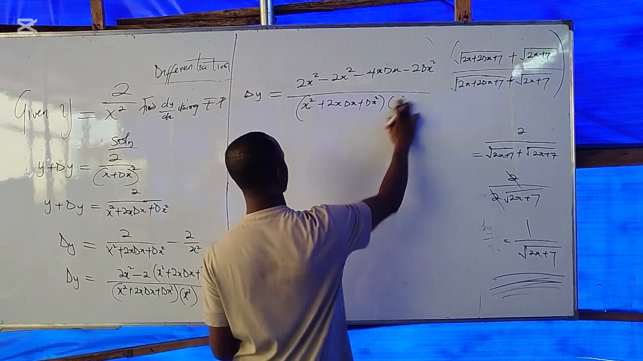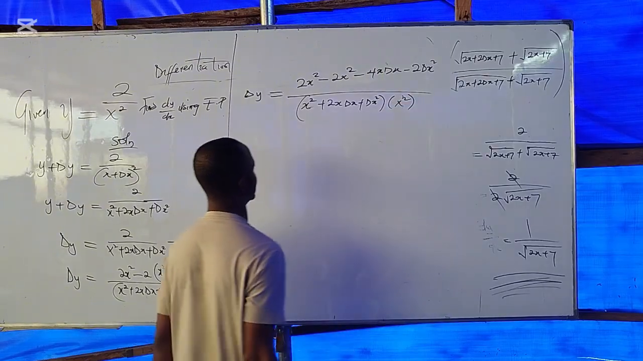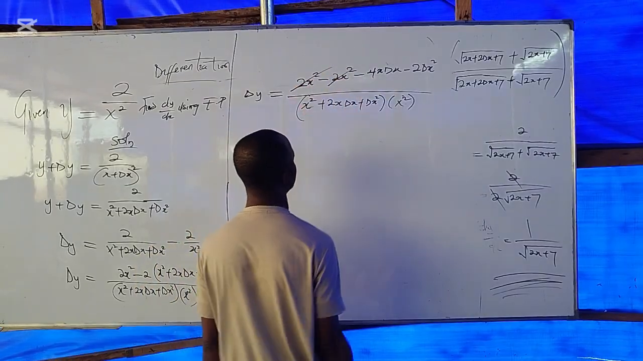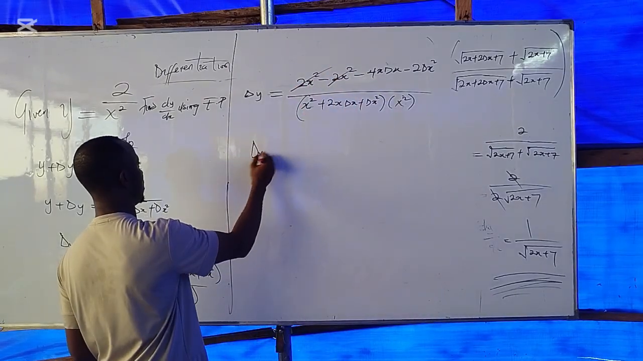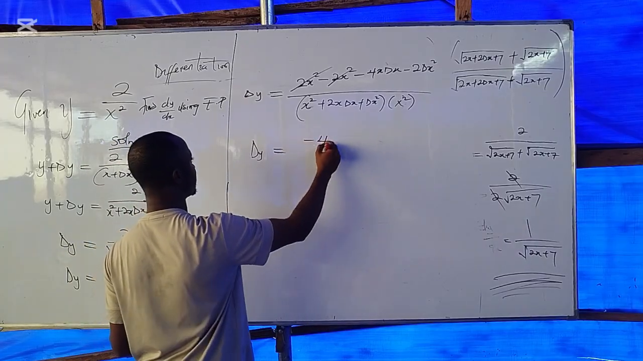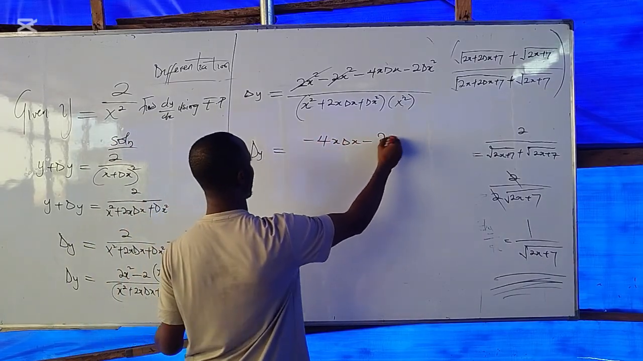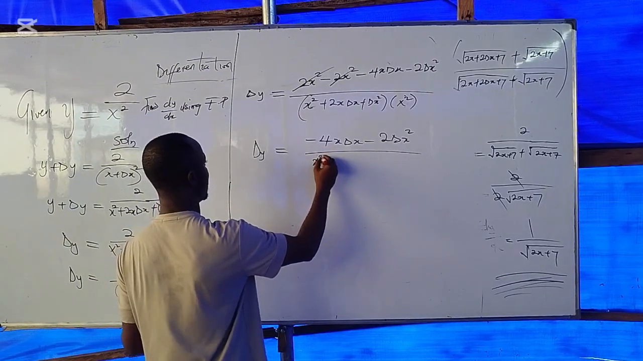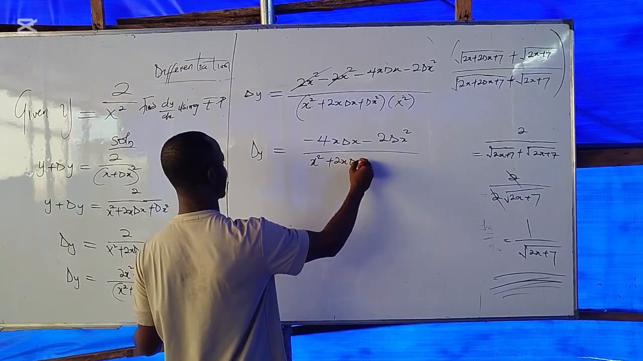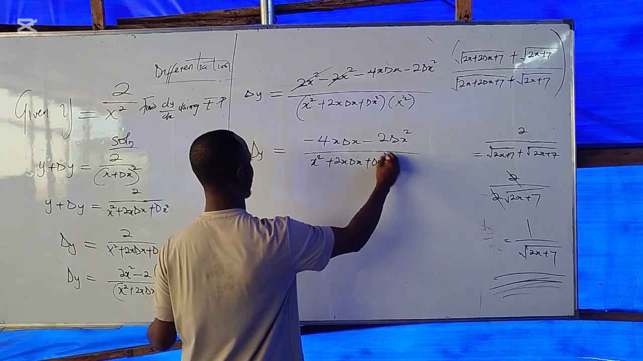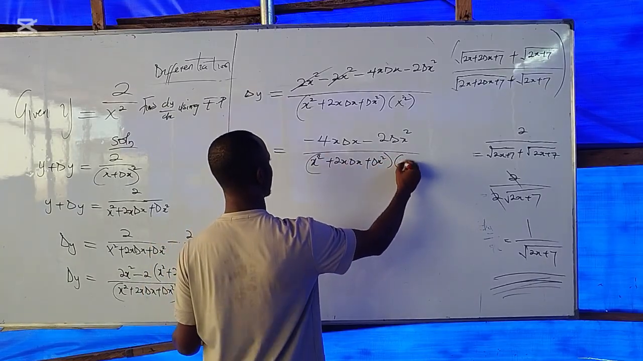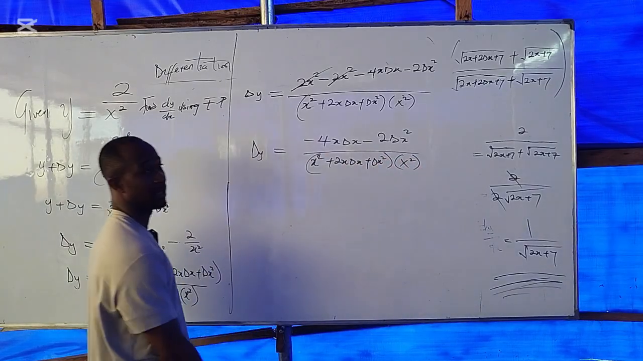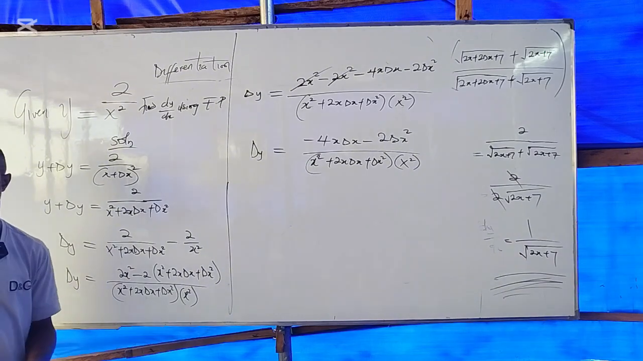What's the next thing here? Yes, thank you. So this can go with this, right? So what do you have left? Delta y becomes minus 4x delta x minus 2 delta x squared, divided by x squared plus 2x delta x plus delta x squared, all multiplied by x squared. Now, the next is to divide both sides by what?